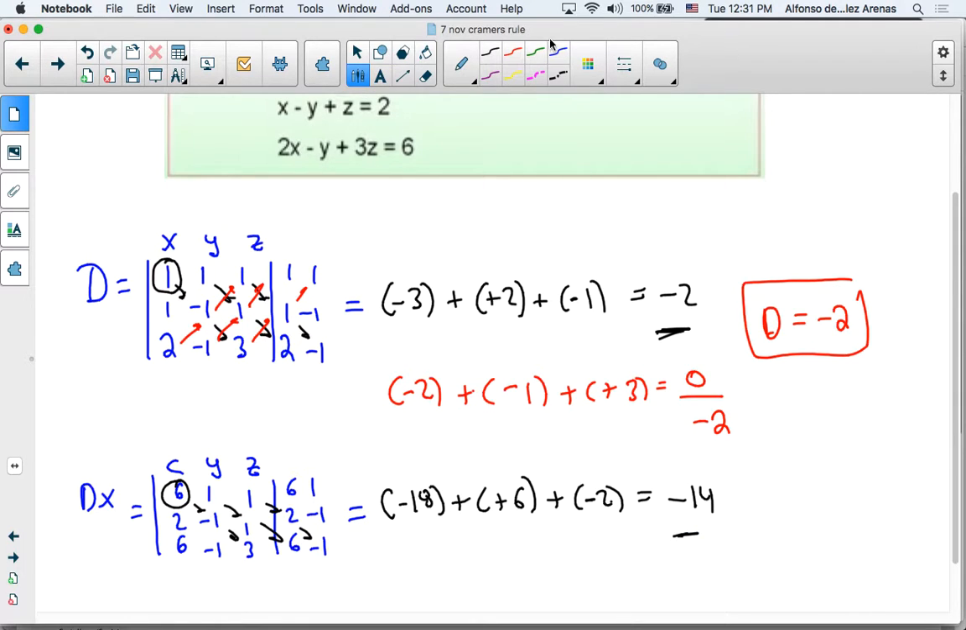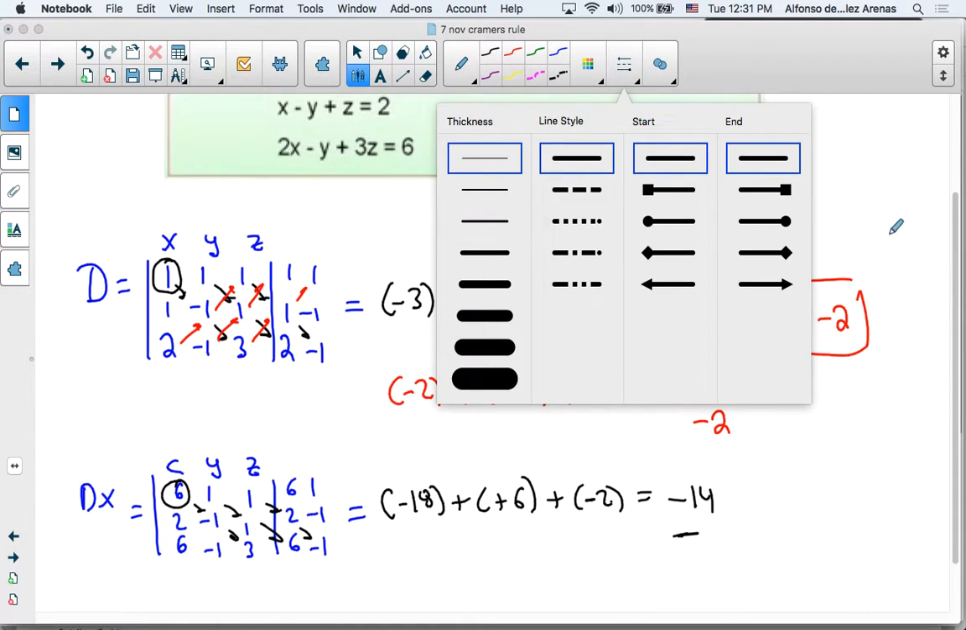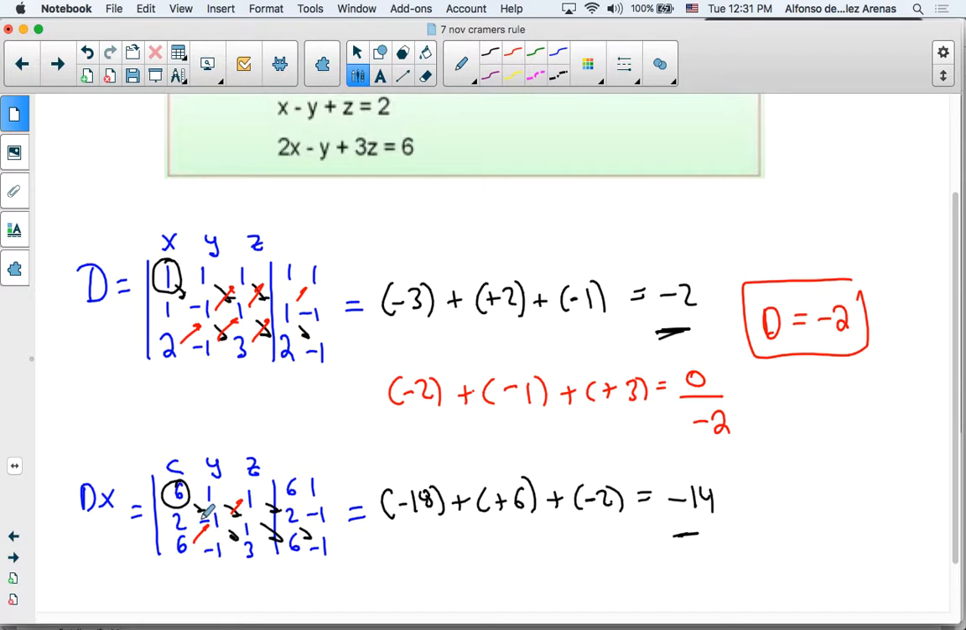Minus the next one. It's an ascending diagonal. There is one negative, so 6, 1, and 1 is 6. Plus, then there is one negative, 6. Plus, there is only positives, 3, 2, 1 is 6. Equals, that would be -6 and +6, 0, so -6. So the answer for dx would be -14 minus -6, that is +6.